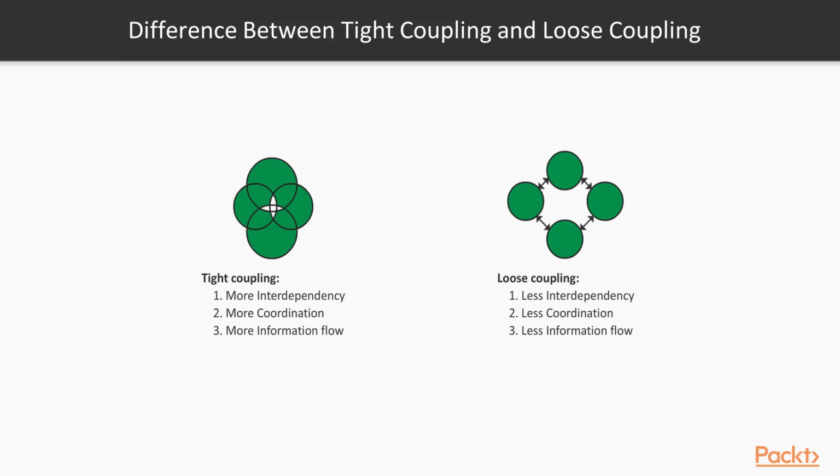So here is a clear distinction between them. Tightly coupled classes are more interdependent, which means any change in any class will have a ripple effect all over. However, loosely coupled classes can be developed and modified independently. Let's see this with an example.